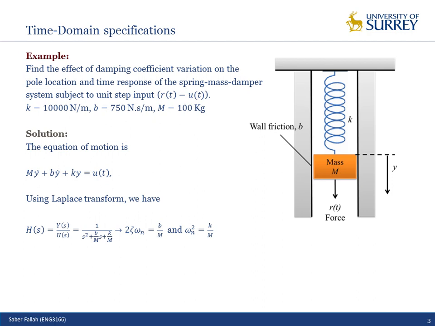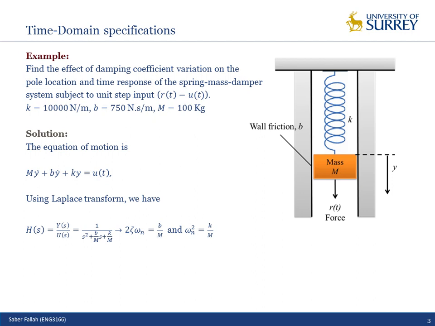If you compare this transfer function with the standard form of the second order transfer function, you will see 2 zeta omega n is equal to b over m, and omega n squared will be equal to k over m. This one is the omega n squared, and here we have 2 zeta omega n. Correct? Is that clear to everyone?